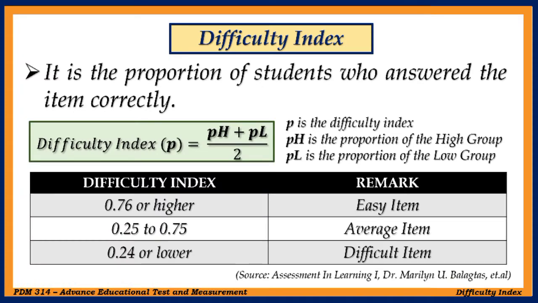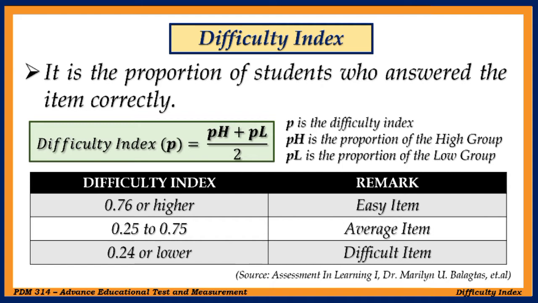What is difficulty index? It is the proportion of students who answered the item correctly. It actually measures how easy a question is by determining the proportion of students who got it right. Basically, the item is easy if the majority of the students are able to answer it correctly. Now, the formula that we're going to use for finding the difficulty index is the proportion of the high group plus the proportion of the low group divided by 2.